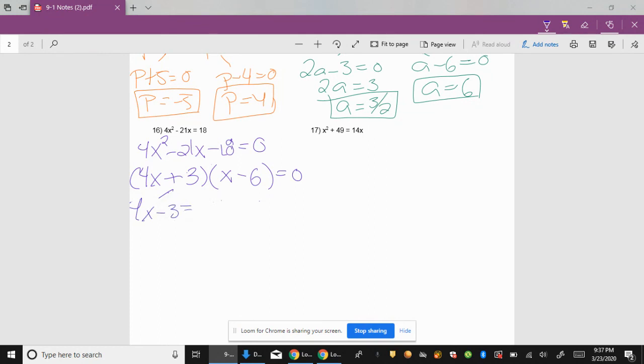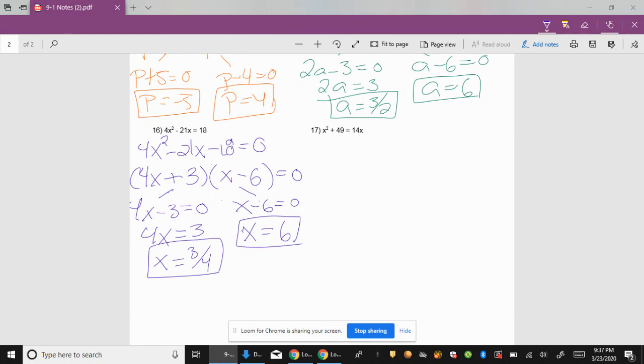Set each of these equal to 0. So on this side, add the 3. Divide by 4, 3/4. And on this side, add 6. And we're done. Those are my 2 answers.